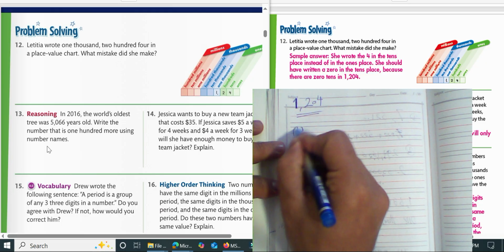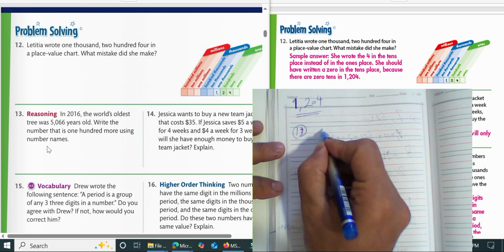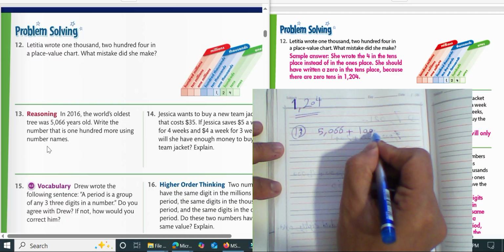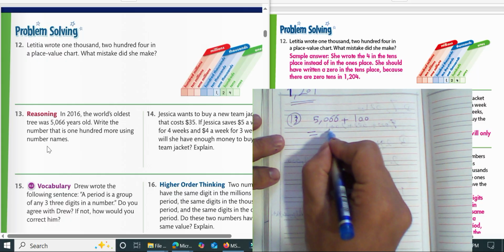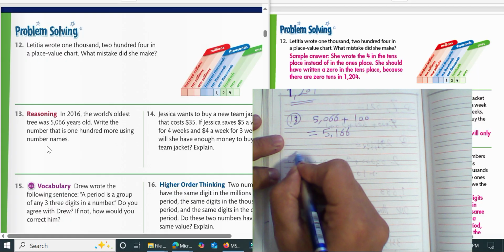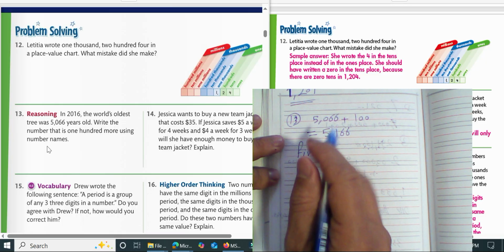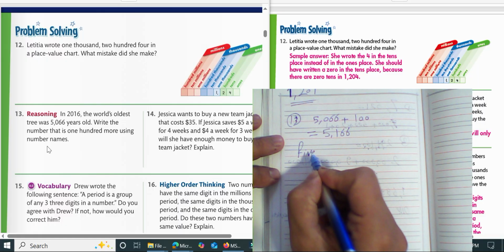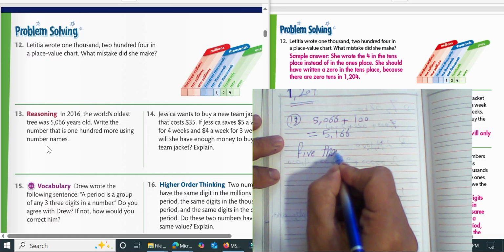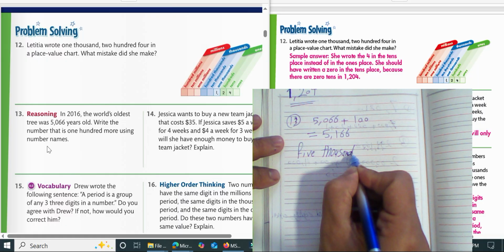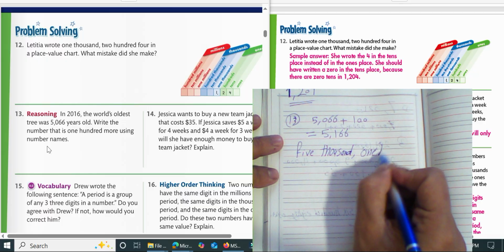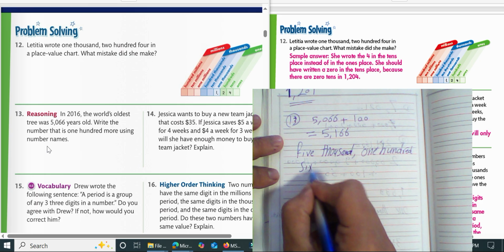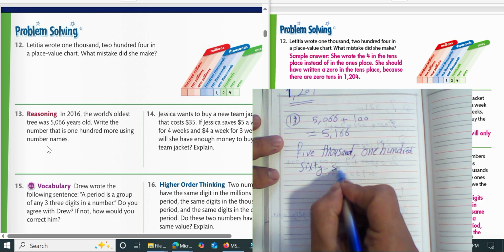About question number 13. We have 5,066. We must add 100. And the total number will be 5,166. So you can write in word form or number name. What's the name of the number? We can write it.